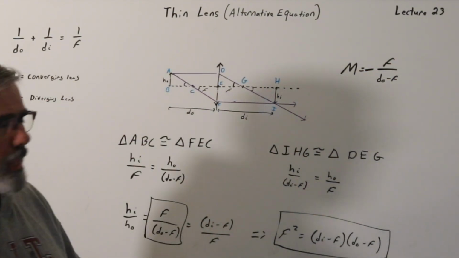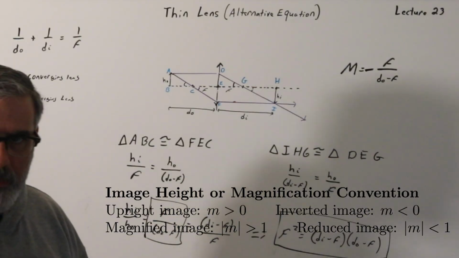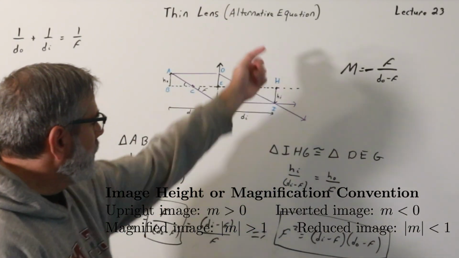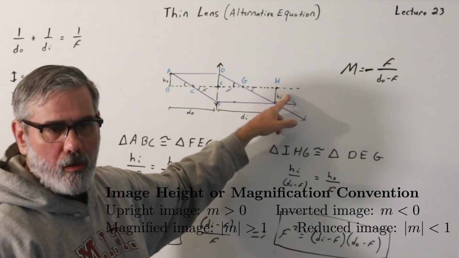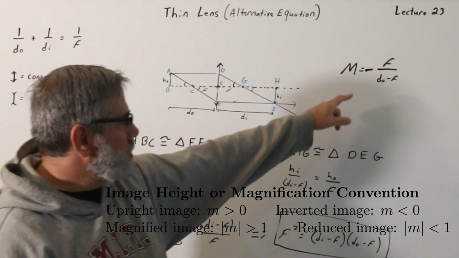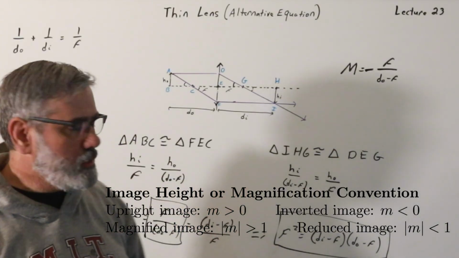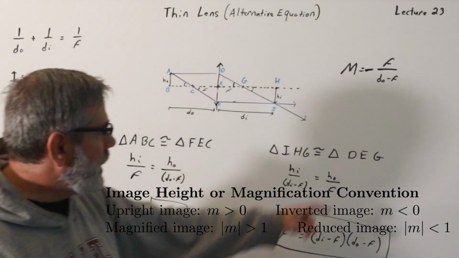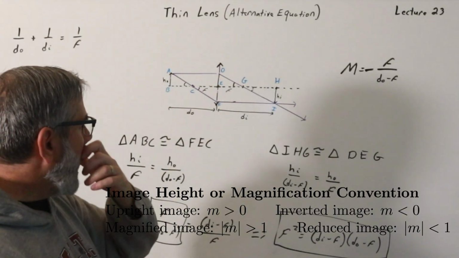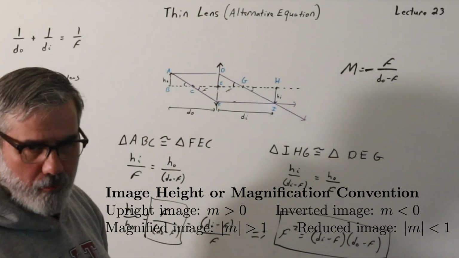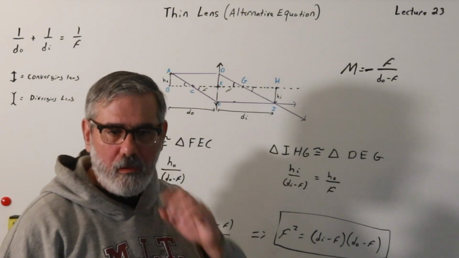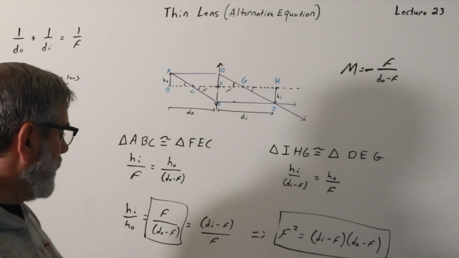And the reason I put the negative sign there is there's a sign convention that says that if the image is inverted and real, then the sign of it will be negative. And so we put this negative sign in here so that we have that convention. If the magnification is positive, it will be virtual and non-inverted. And so in the next little lesson, we'll see an example of that.